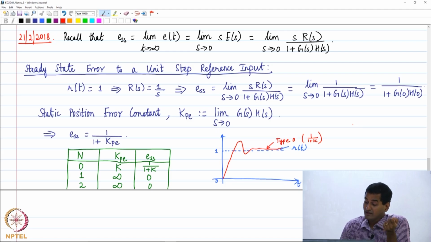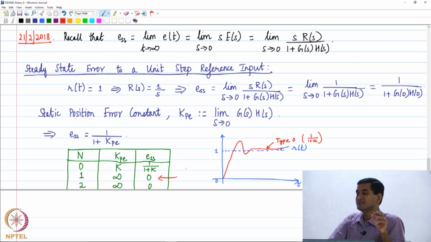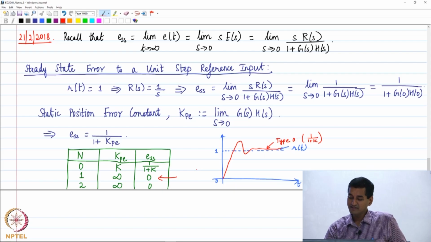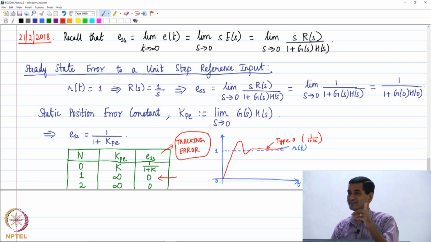But on the other hand, if I have a type 1 system or higher, I can at least theoretically guarantee that the steady state error is going to go to 0 as time increases. This is indicative of what we call the tracking error. That means I give a step input to track, that is what I want to follow. The word tracking means following some desired signal or desired profile. So I want to follow a unit step reference input.